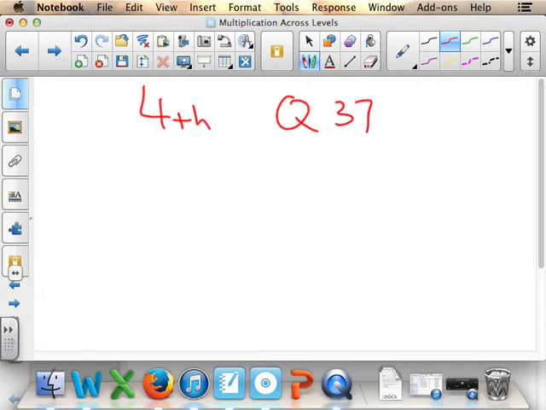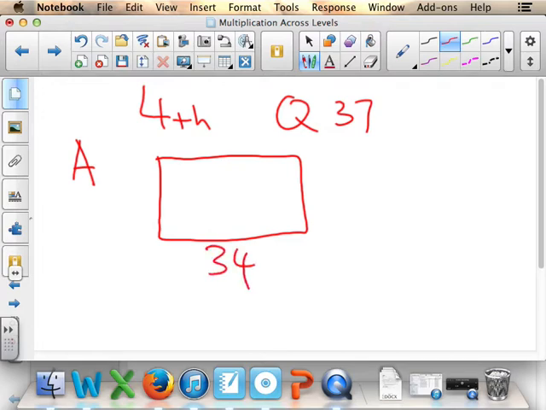Which equation below represents the area, all right, so it's an area problem, of the rectangle in square inches. Let's draw this rectangle on the board. What is the width? How far this way does it go? Look at the picture. What does it say? 34. 34? What is the other number, the other value?